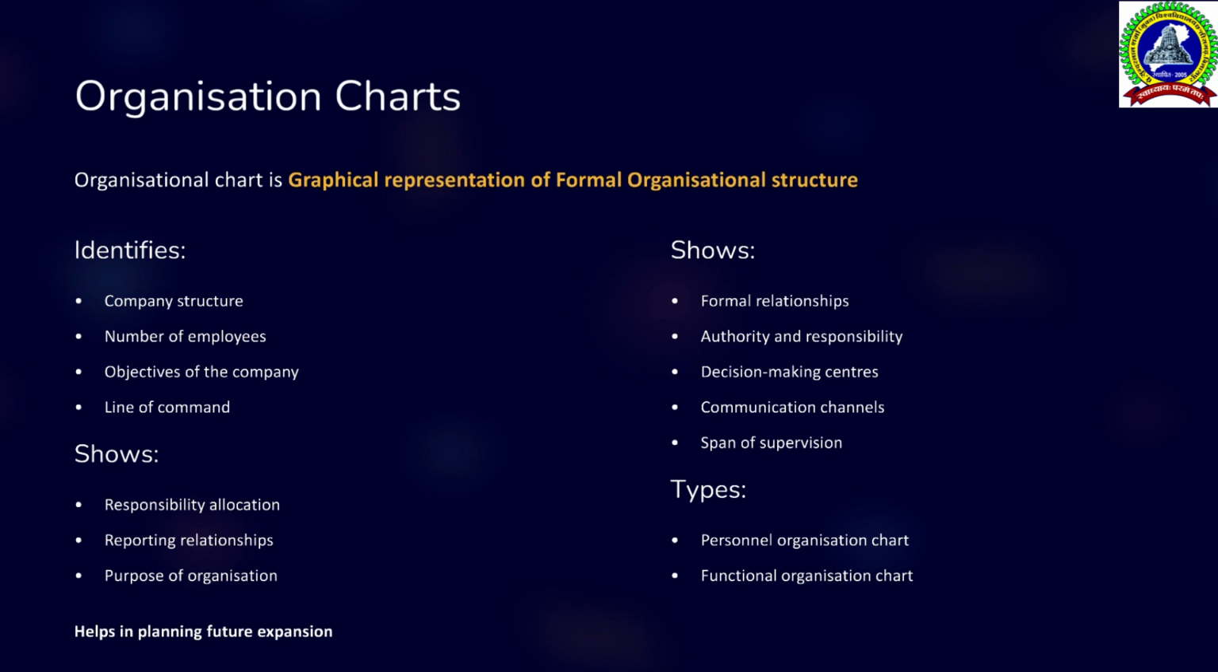By outlining the organizational structure, it becomes clear who is responsible for which area, where employees should go for guidance, why the organization exists, and who reports to whom. Organization charts show formal authority relationships, decision-making centers, communication channels, and span of supervision. They may be personal charts showing position and incumbent or functional charts showing activities and functions.